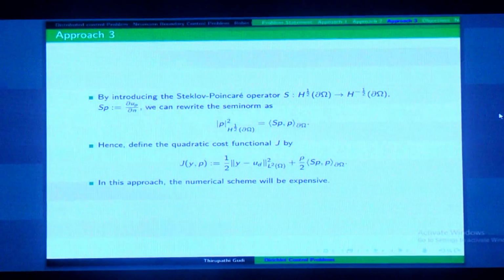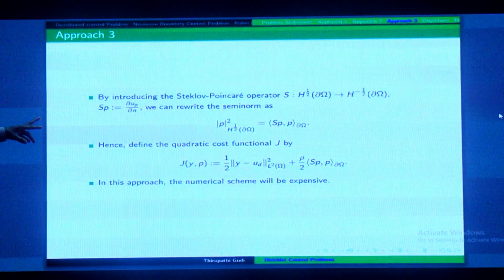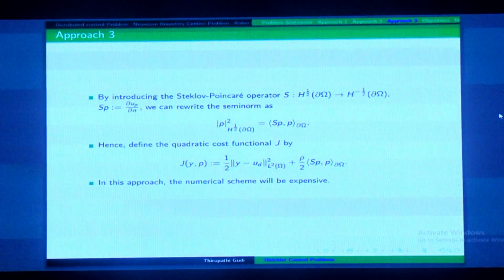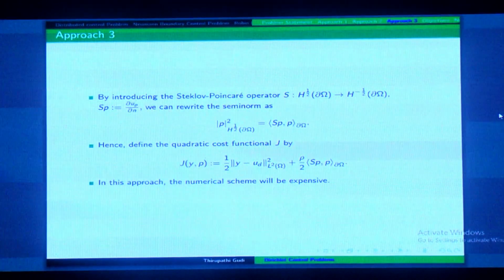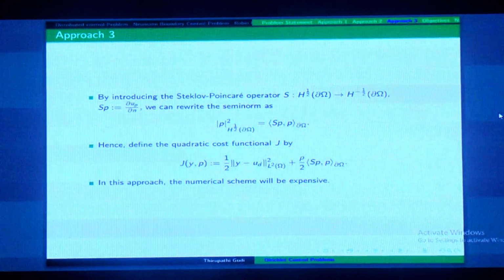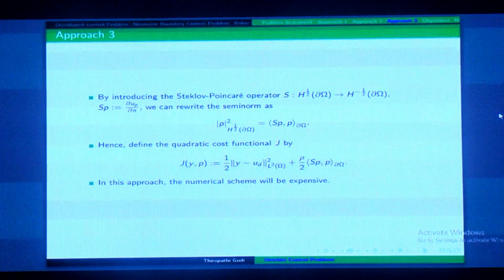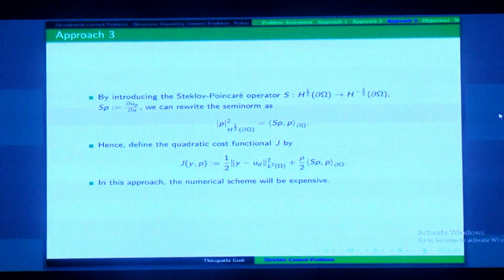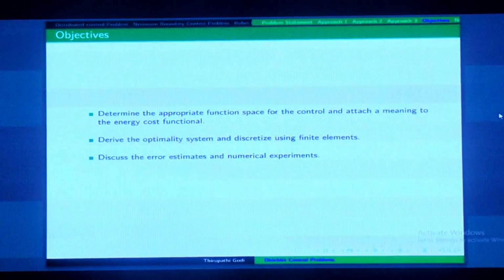I can define the cost functional. I don't want to use the dual norm that is defined on the H of space, but you can replace it with that map, which is a Steklov-Poincare map. Given a value p on the boundary, you do the harmonic lift to the interior and take the normal derivative of that, del u_p by del n. So this is what a Steklov-Poincare operator is. So that H of norm is Sp, p. So I can work with this, avoiding the dual norm.